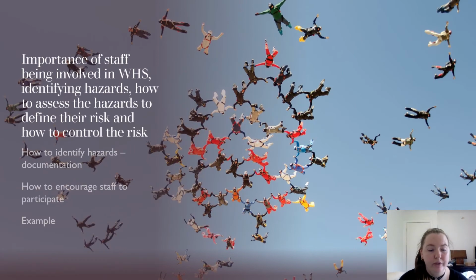Now, our third point is the importance of staff being involved in work health and safety activities, identifying hazards, and how to assess the hazards to define their risk and how we can control the risk. Now, whilst we understand our requirements to the Work Health and Safety Act, we must be able to identify hazards in the workplace and the risk it may bring to our workers and guests and how we're going to control the risks.